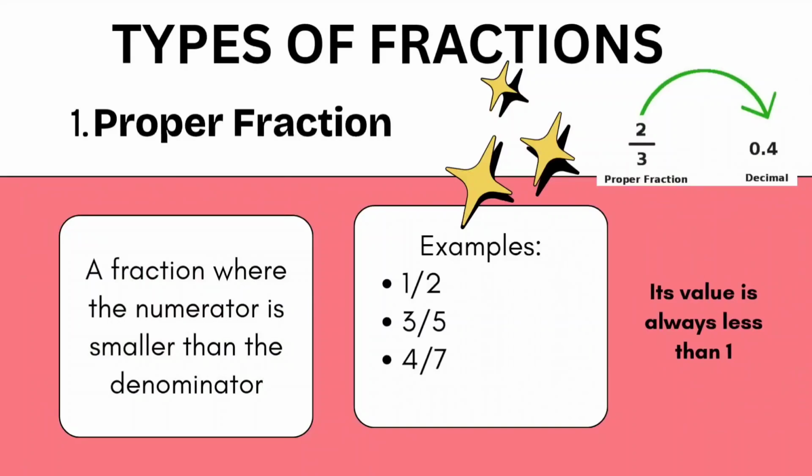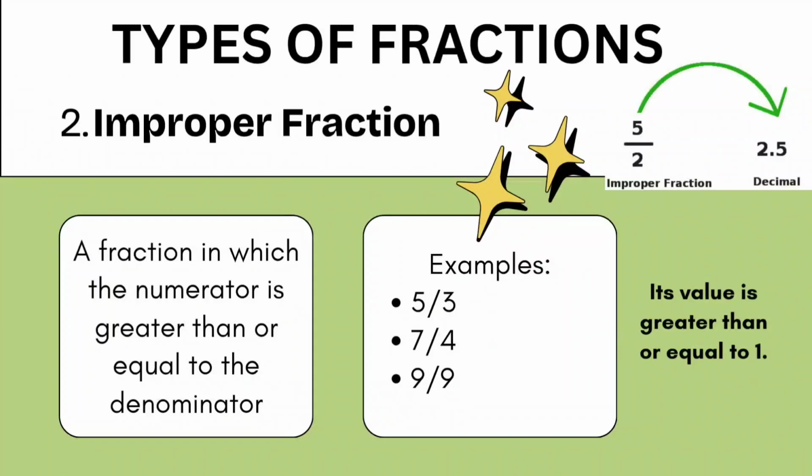Types of fractions. Now let's learn the different types of fractions one by one. The first one, proper fraction. A fraction in which the numerator is smaller than the denominator is called a proper fraction. Examples: 1 by 2, 3 by 5, 4 by 7. So when we see in this example, the numerators, that is 1, 3 and 4, are smaller than the denominator. And in proper fractions, the value is always less than 1.